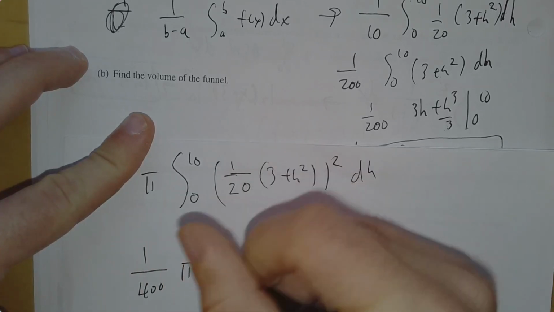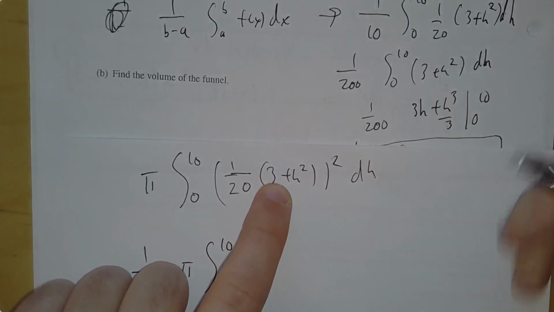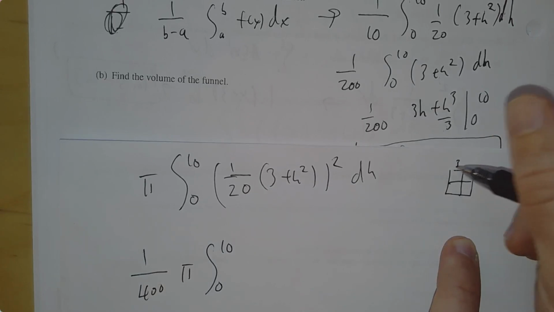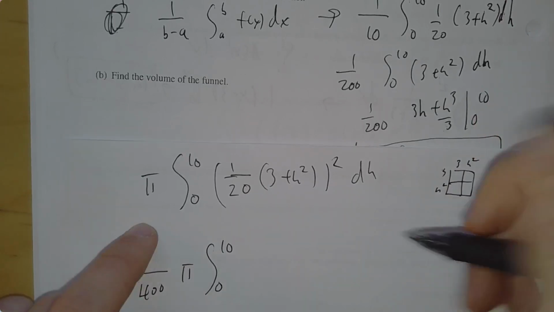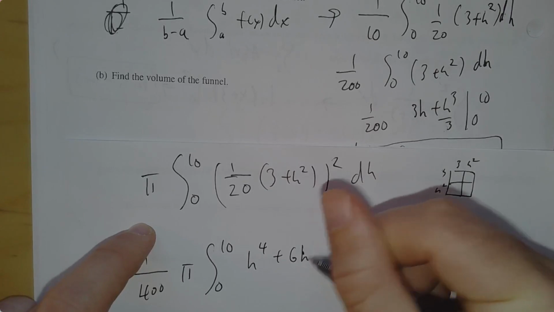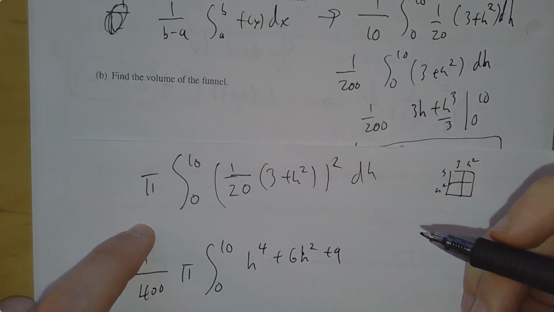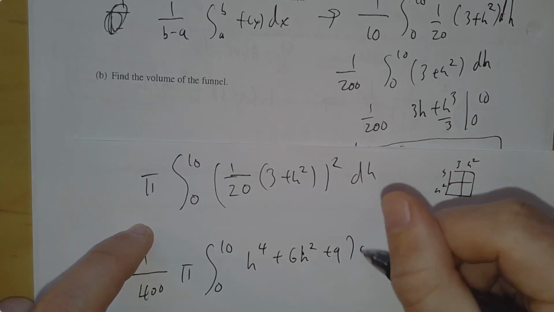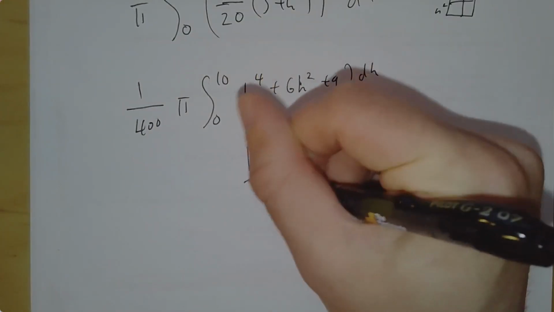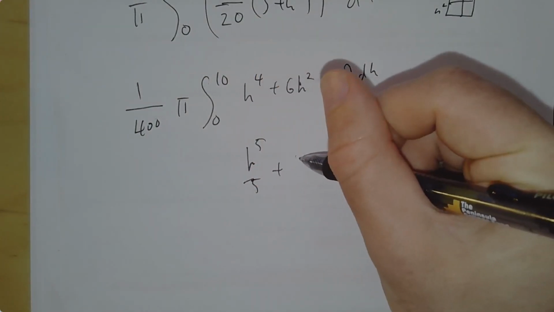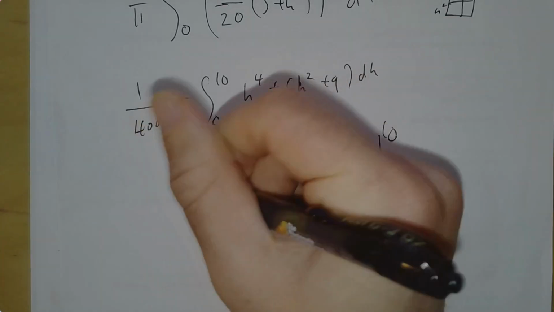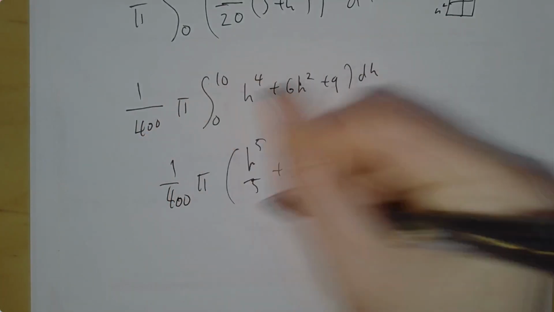Pi, integral from 0 to 10. And then we're going to have to box method the 3 plus h squared. We're going to square that. So if we did the box method, 3h squared, 3h squared, we would get h to the fourth plus 6h squared plus 9 dh. Then we would take the antiderivative of that. We're going to get h to the fifth over 5 plus 6h to the third over 3 plus 9h from 0 to 10 and then 1 over 400 pi times all of this.